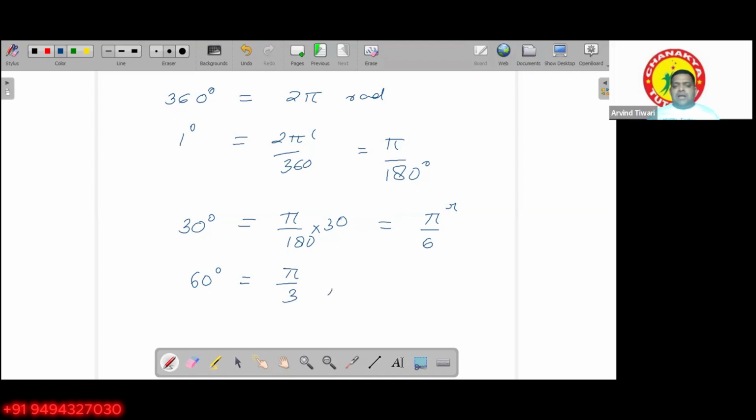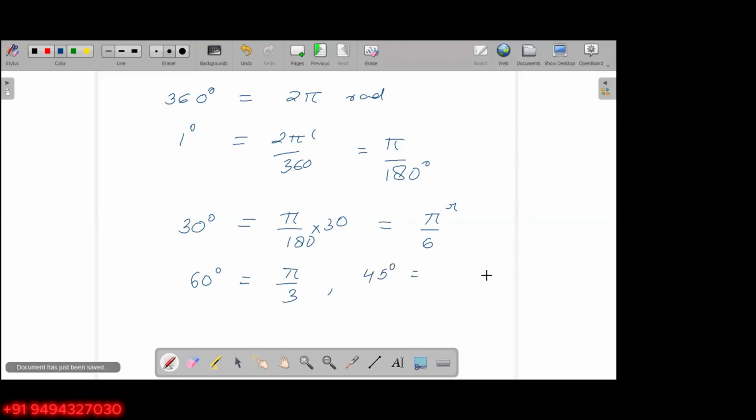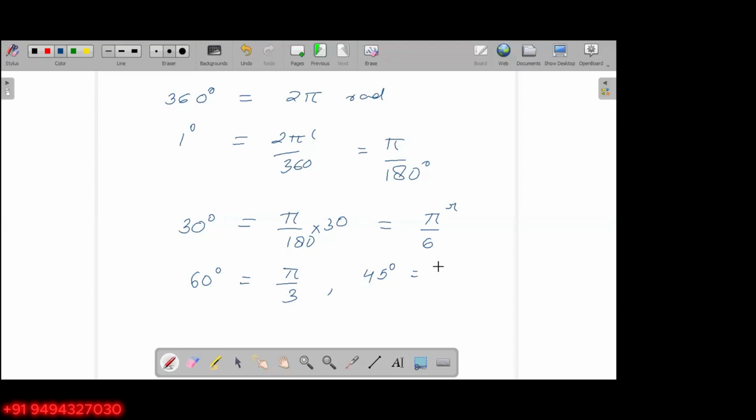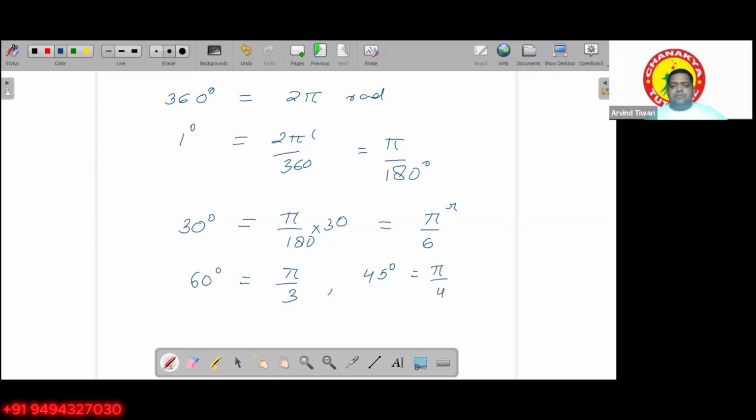So what if the angle is 45 degree? Pi by 4. Do it on paper, everyone. It's pi by 4. It will be pi by 180 multiplied by 45, you get pi by 4. Similarly, 90 degree would be equal to pi by 2. Similarly, 180 degree would be equal to pi radian.